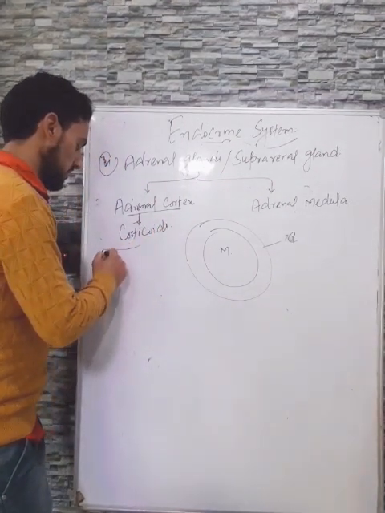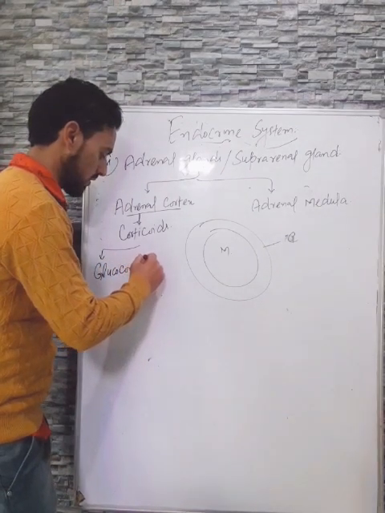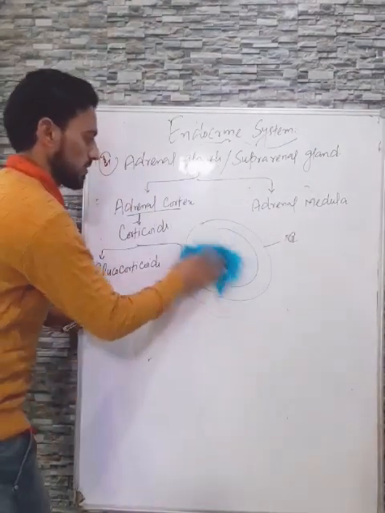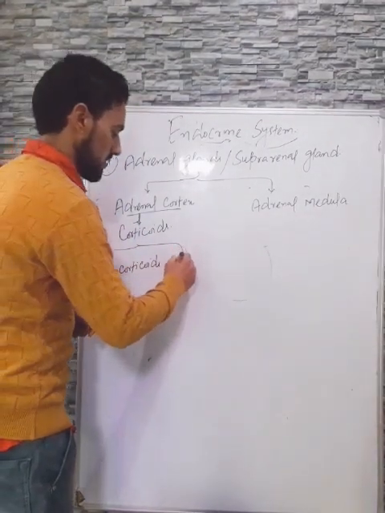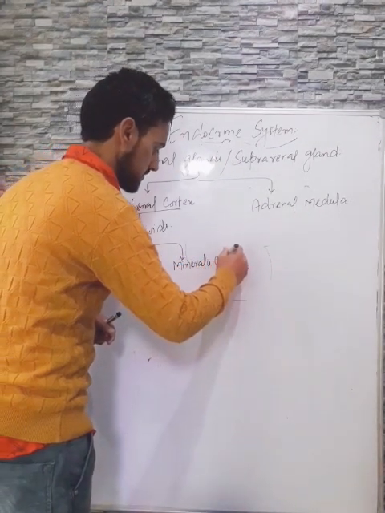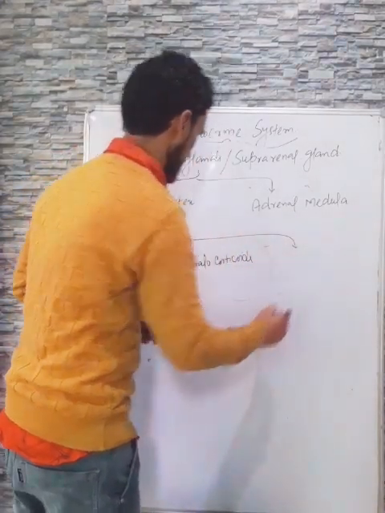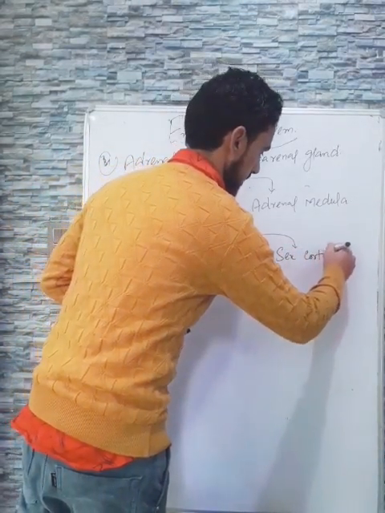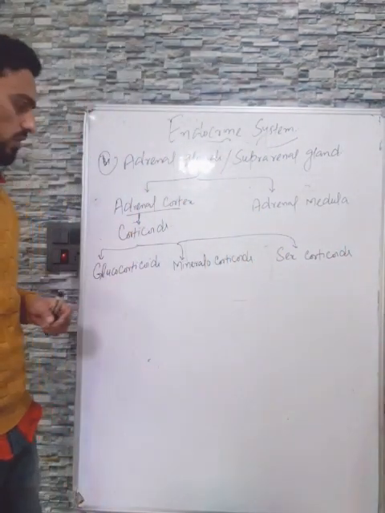The first type of corticoids are known as the glucocorticoids. The next type of corticoids secreted by the adrenal cortex are known as the mineralocorticoids. And the third type are known as sex corticoids. These are the three types of hormones which are secreted by the adrenal cortex.